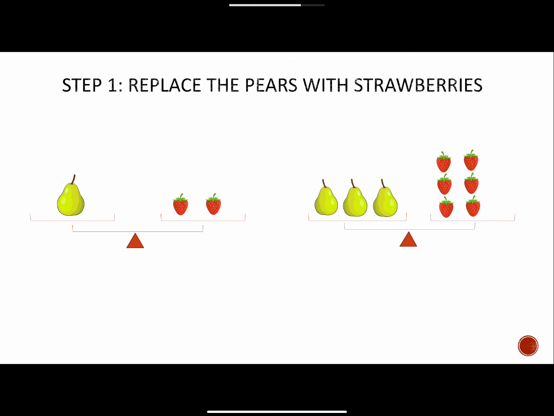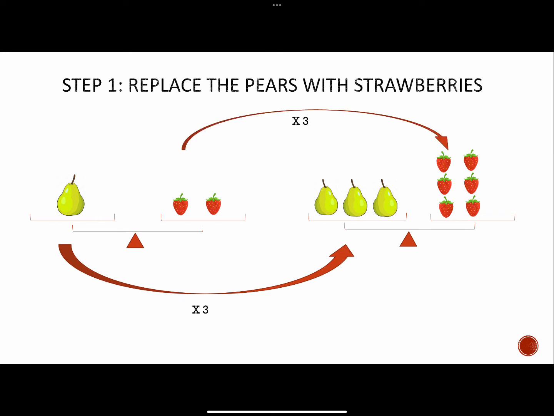Step 1. We can replace 3 pears with strawberries. As we know that the weight of 1 pear is equal to 2 strawberries, then 3 pears should equal 6 strawberries, because the number of pears is 3 times as before, so the number of strawberries should be 3 times as before as well. Then we can keep the balance level.